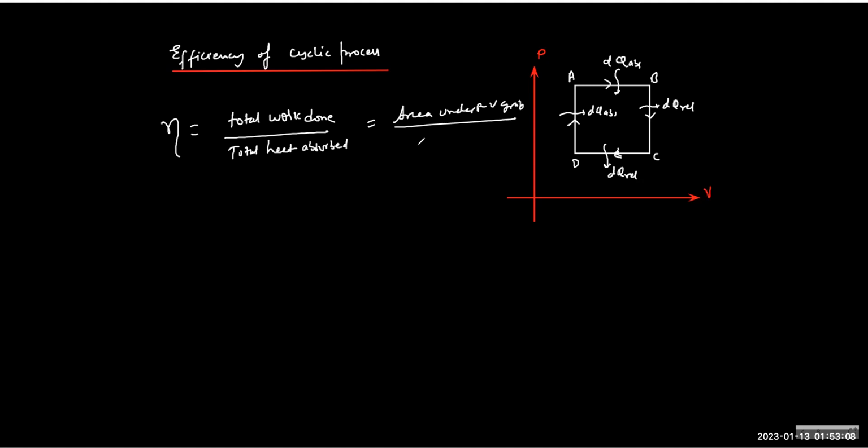Understood? So the sum of all positive dQs. That's it. You can multiply by 100 to write the percentage efficiency.